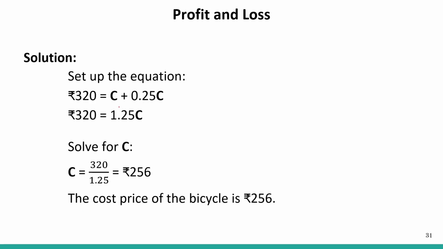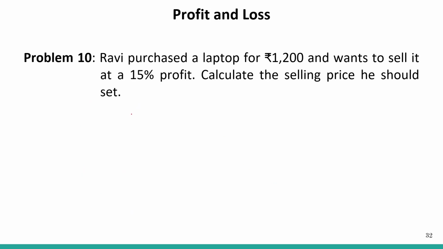Okay. So setting up the equation to convert the word problem into an algebraic equation, 320 is equal to C plus 0.25 C. So 320 is equal to 1.25 C. So solving for C, what we are left with is C is equal to 320 by 1.25. So this is nothing but 256 rupees. Okay. So the cost price of the bicycle is 256 rupees.